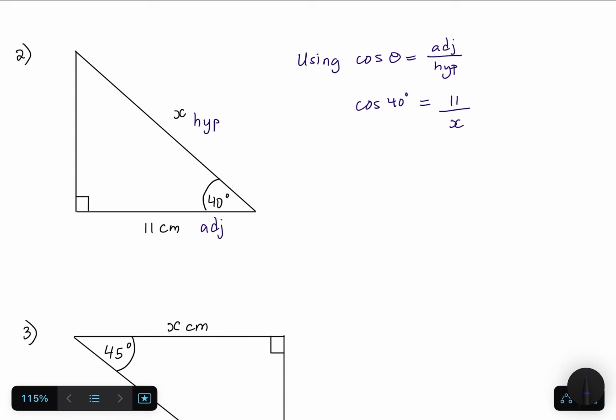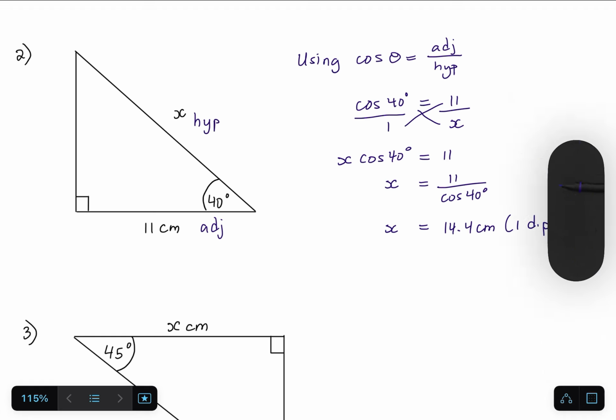All right, so I'm going to do my cross multiplication again. I'm going to say x times cos of 40 is equal to 1 times 11, which is 11. And so if x times cos of 40 is 11, then x will be equal to 11 divided by cos of 40 degrees. So now I check that on my calculator, again making sure it is in degrees. 11 divided by cos of 40 gives me 14.4 centimeters, again taken to one decimal place.